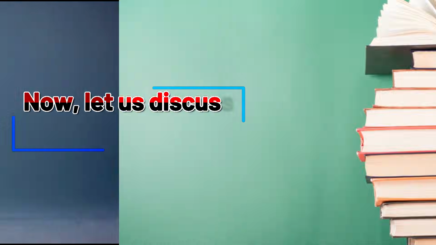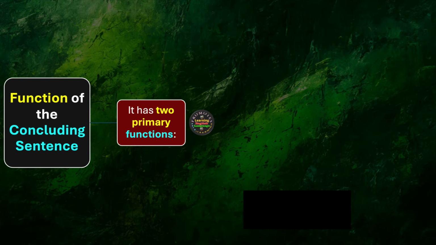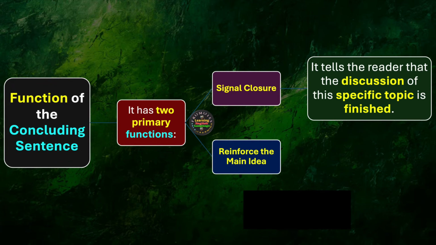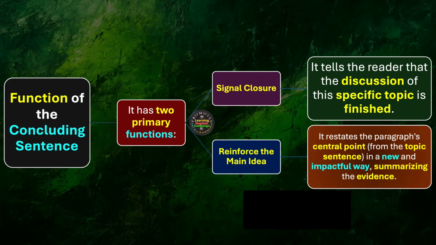Now let's discuss the current topic. It has two primary functions. The first one is to signal closure, and the second one is to reinforce the main idea. And what is signal closure? It tells the reader that the discussion of this specific topic is finished. Whereas reinforce the main idea restates the paragraph's central point, which starts from the topic sentence, in a new and impactful way, summarizing the evidence.